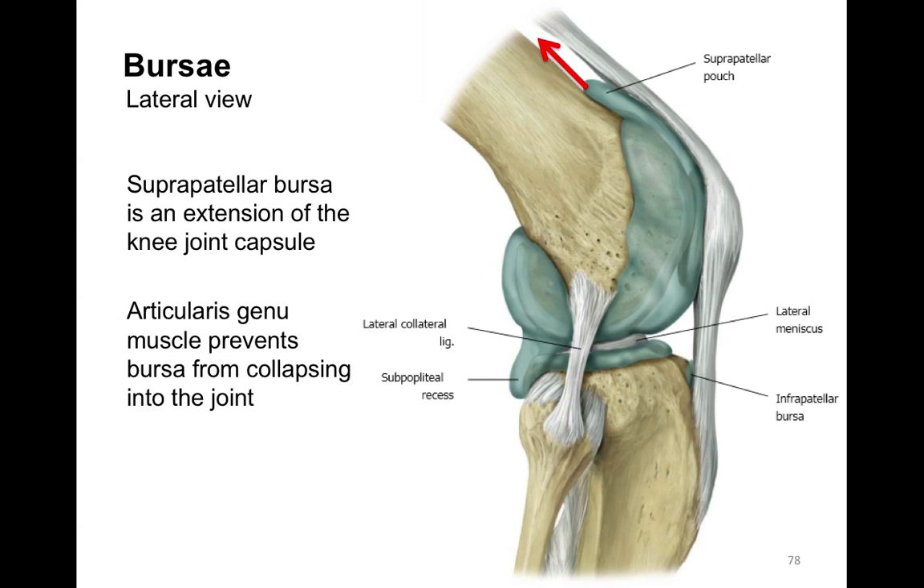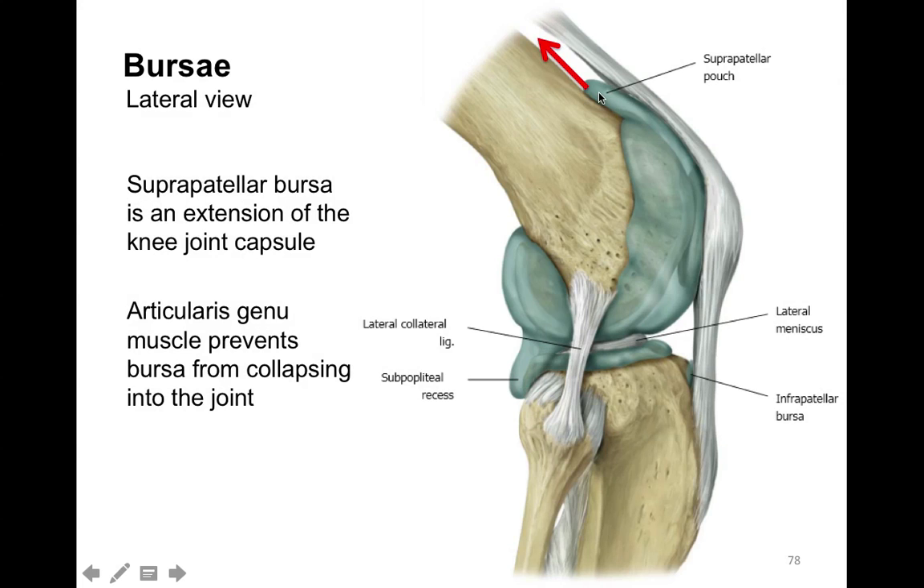Bursae at the knee include the suprapatellar bursa. Everything that we see stained here in blue is the bursa of the knee. This is internal to the joint capsule. The suprapatellar bursa is a special portion of this bursa of the knee capsule that extends superiorly. It needs to be there because, like all bursae, it's helping to lubricate the movement of the tendon over the bone. In this case, the tendon is the quadriceps tendon over the distal femur.